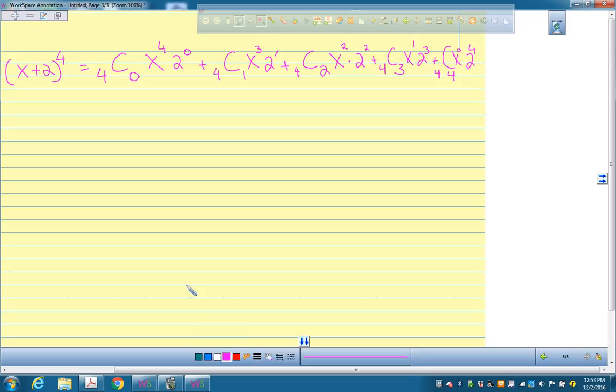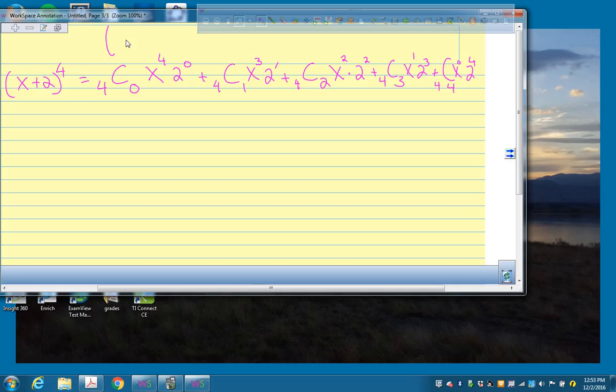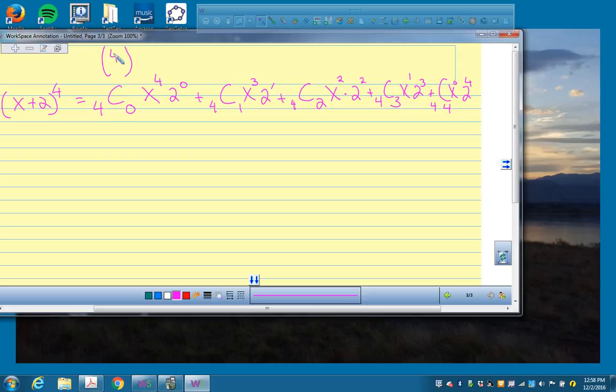Yes, Avery. Do we have to write it with the C, or can we just do n over r? Because they mean the same thing, right? Well, could you write it like this? Yeah, 4 over 0, like that? It's not a fraction, there's no dividing line, but yeah, that's fine.